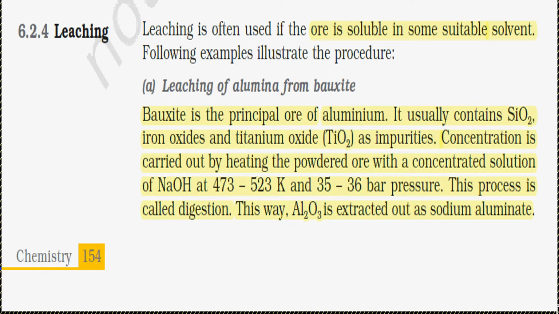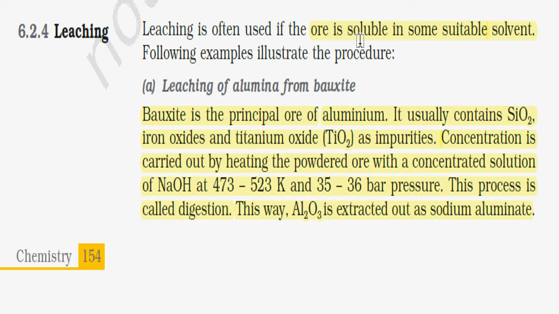Leaching. This is the chemical method of concentration and is useful in case the ore is soluble in a suitable solvent. So leaching is used if the ore is soluble in some suitable solvent. In this method, the powdered ore is treated with certain reagents in which the ore is soluble but the impurities are not soluble. The impurities left undissolved are removed by filtration.